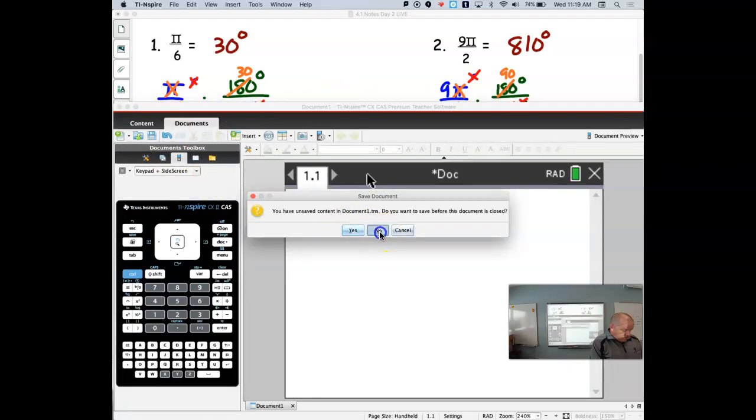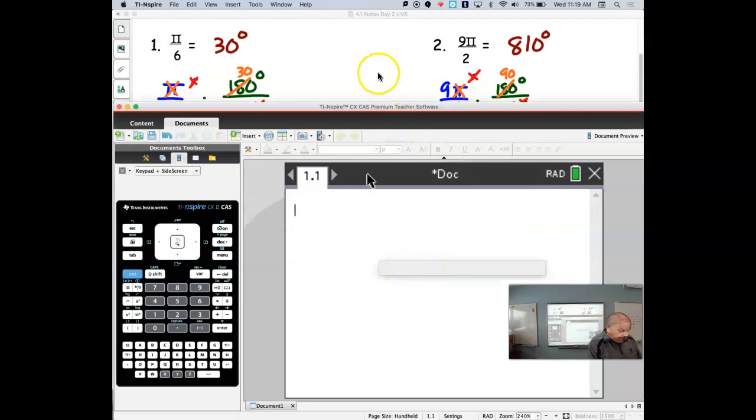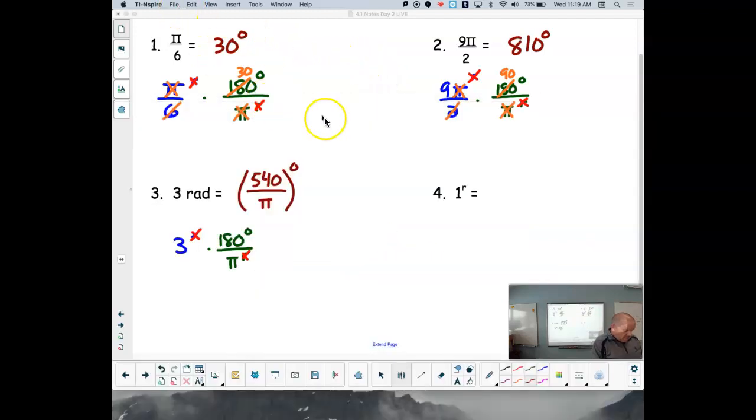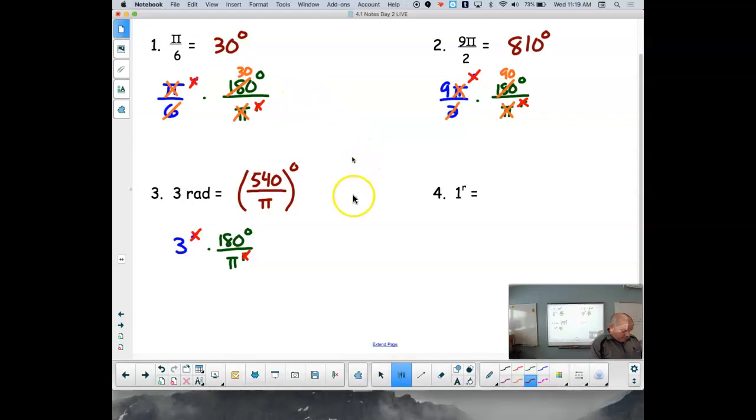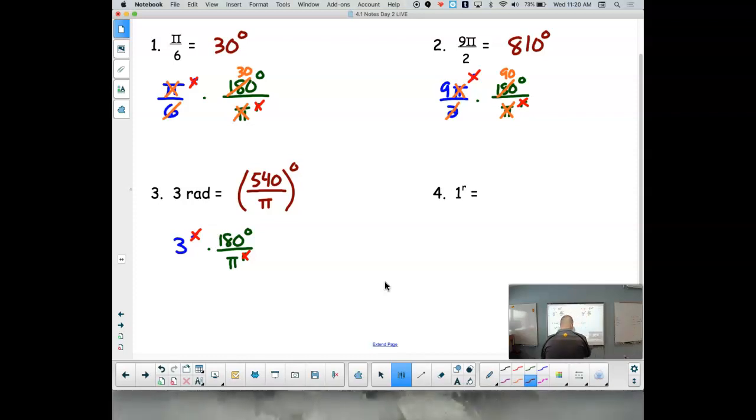All right, we're just going to close out on it then. We're just going to go regular old calculator. There we go. Back in here. So we would do 540 divided by pi, and we would get approximately 171.887 degrees there.